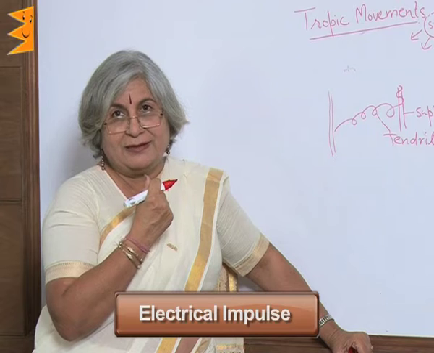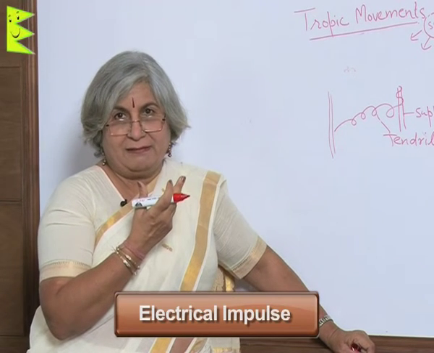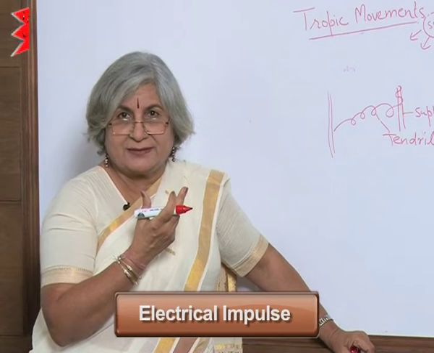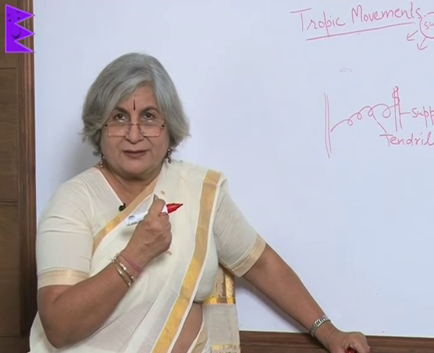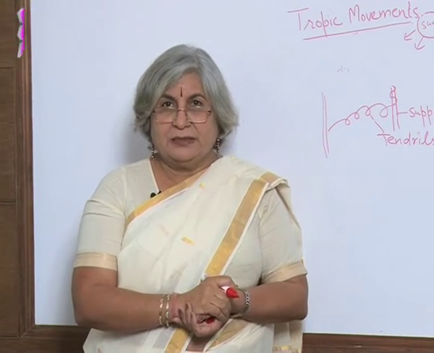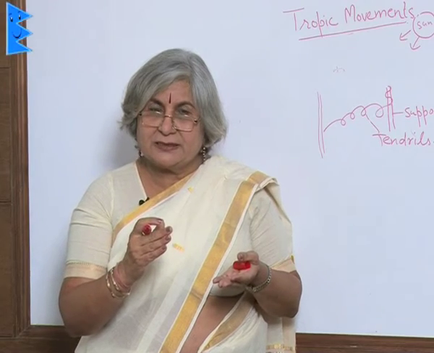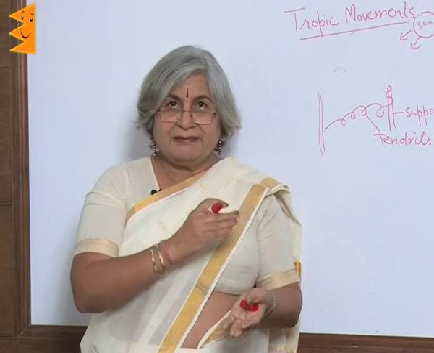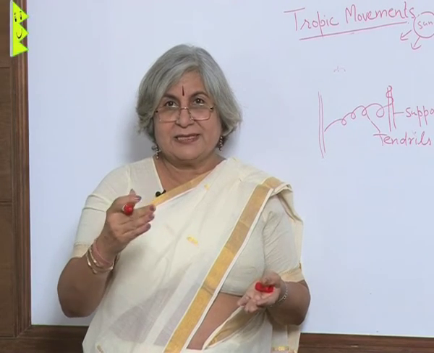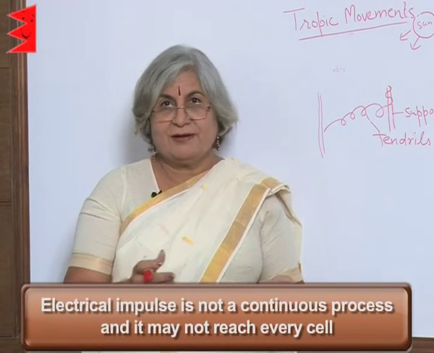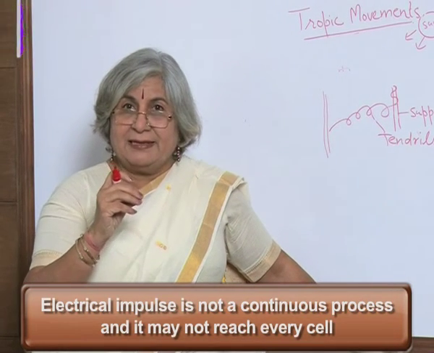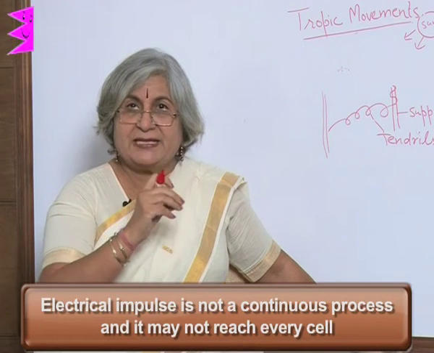Now this electrical impulse is there, but then it's not steady. It's not consistent. Why not? Because electrical impulse, when it reaches a cell, then it brings about certain changes. And by the time the resetting takes place, some time lapses before another impulse can be transmitted. So it is not a continuous process. Another point is that this kind of impulse may not reach every cell.